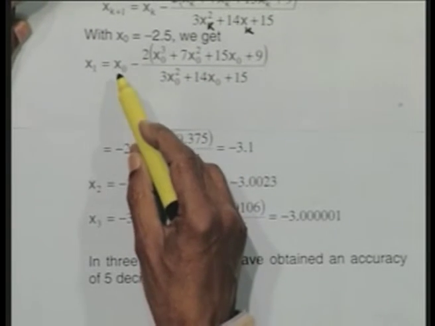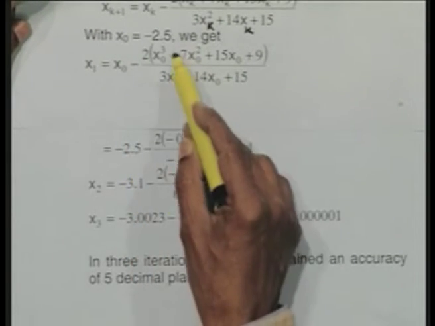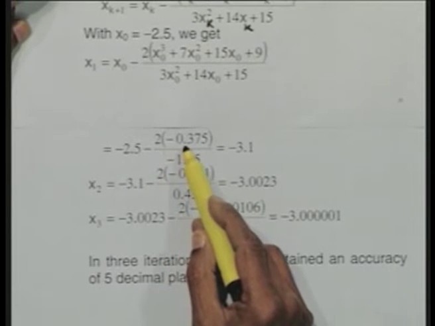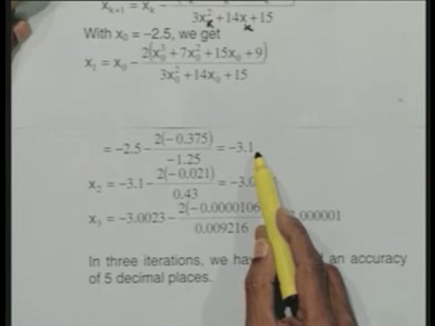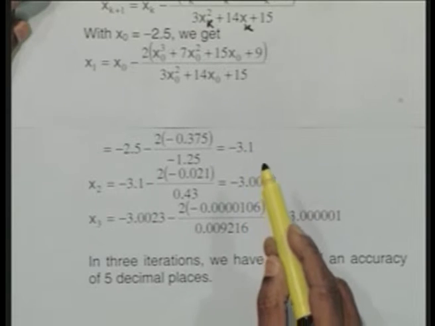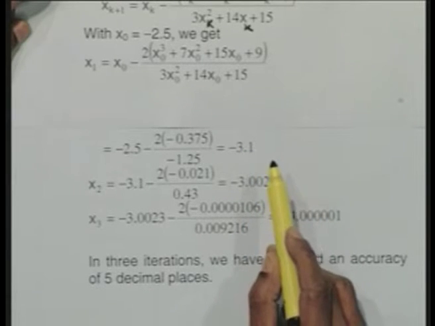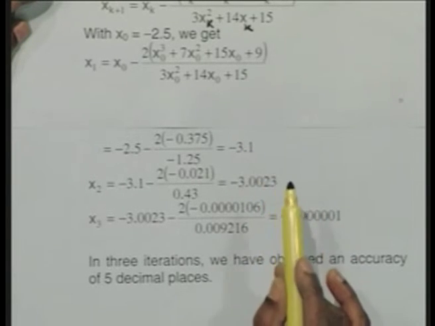I substituted over, this is minus 2.5, and I evaluated the numerator 2 times minus 0.375, the denominator is minus 1.5, and the value is minus 3.1. So, minus 2.5, the iteration has gone to minus 3.1.